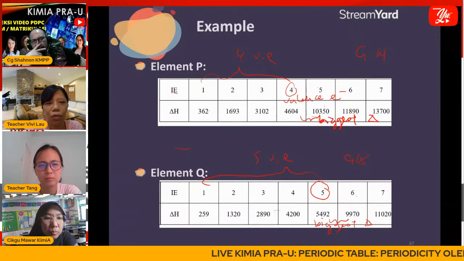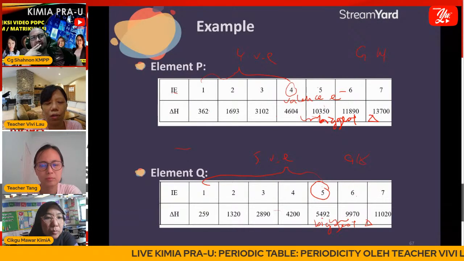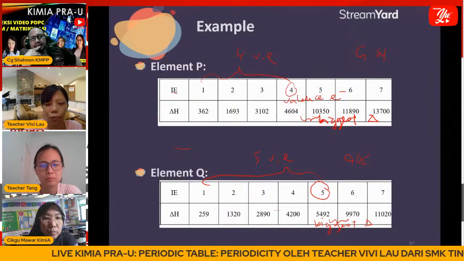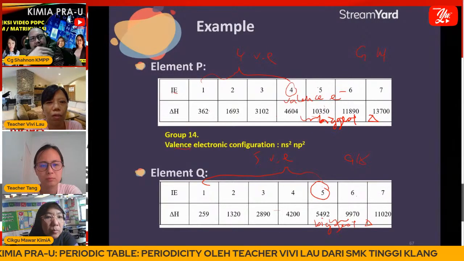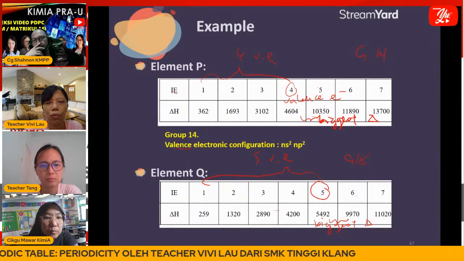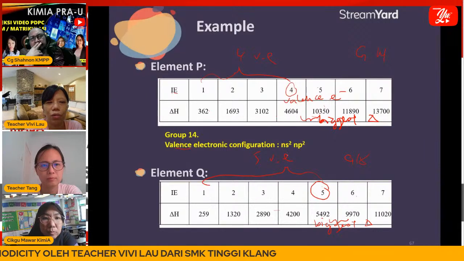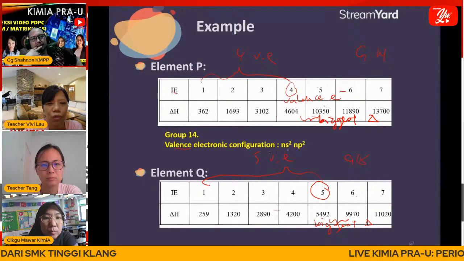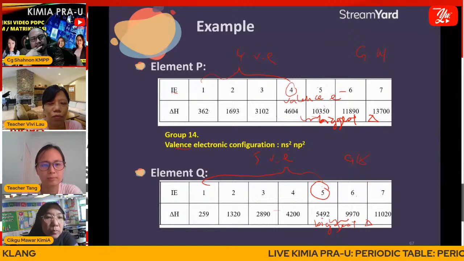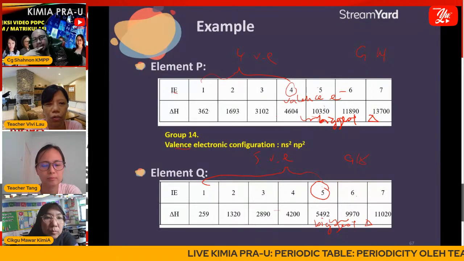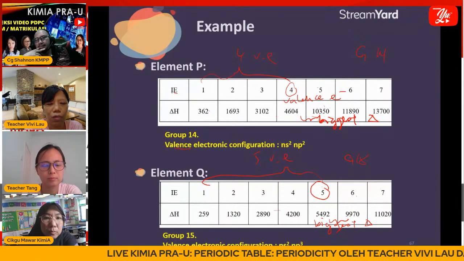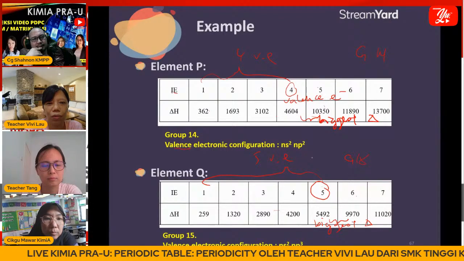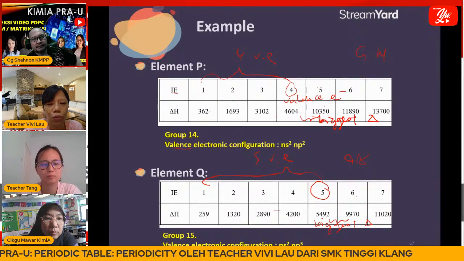Okay, so this is the reference value method. Because you don't know the period number, in your answer you write the valence electronic configuration: ns2 and np2, so 4 valence electrons. And for Q, the valence electronic configuration has 5 valence electrons, so it's ns2 and np3.